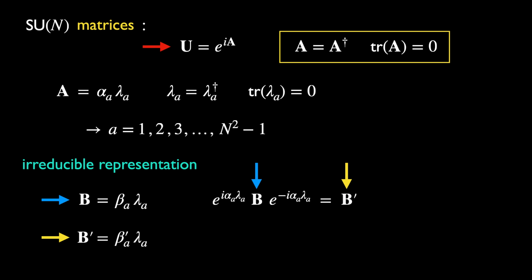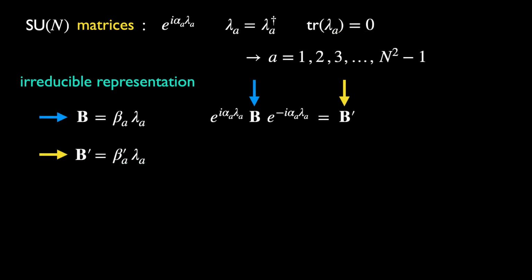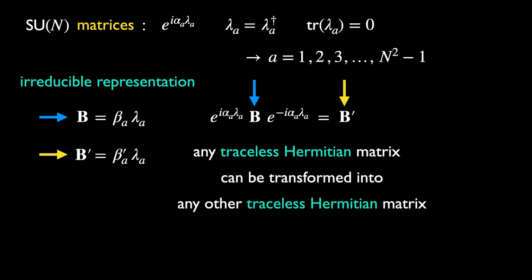Notice that the transformed matrix B' is still Hermitian and traceless, since the transformation of this form on the left-hand side preserves these two qualities, as you can easily check. Thus B' can also be expressed in the basis of lambdas. Furthermore, we know that this is an irreducible representation because any traceless Hermitian matrix can be transformed into any other traceless Hermitian matrix by some SU(N) transformation.